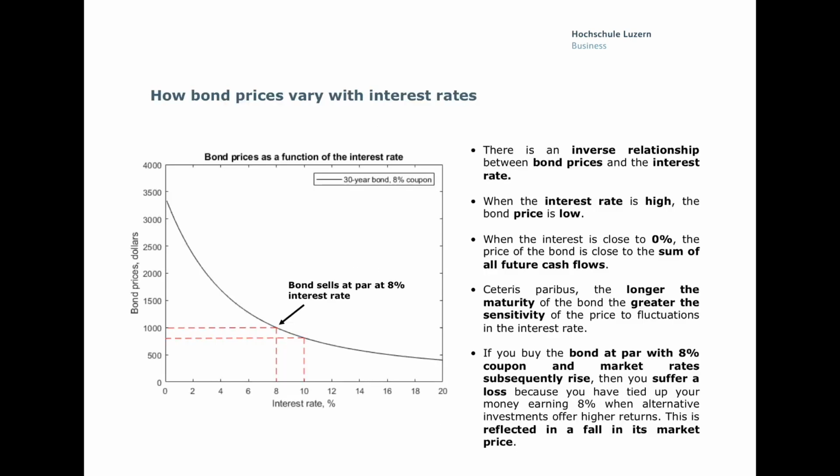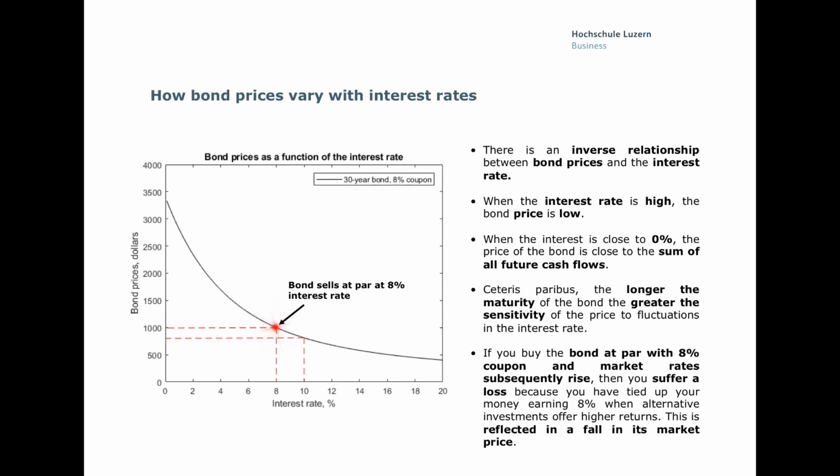The next question we have to ask in the context of bond valuation is what is the sensitivity of the bond price to changes in the interest rate. For that purpose, we use an 8% coupon bond with a maturity of 30 years and plot the bond price as a function of the respective interest rate. The graph shows an inverse relationship between bond prices and the applied discount rate, meaning a lower interest rate implies a higher bond valuation. Another important observation to make is that the bond sells at par if the interest rate used to discount the bond's cash flow stream is equal to the coupon rate.